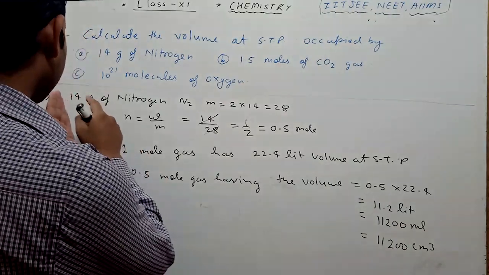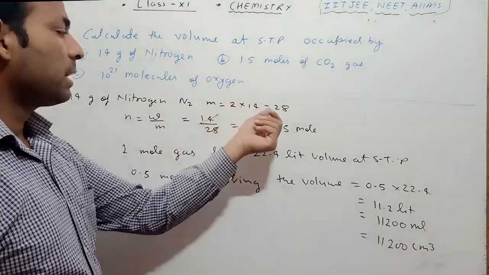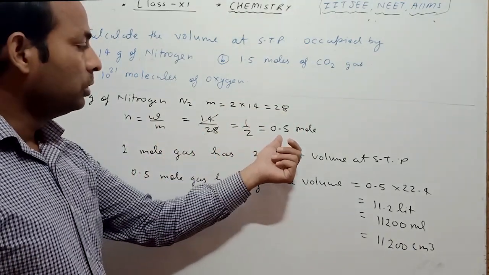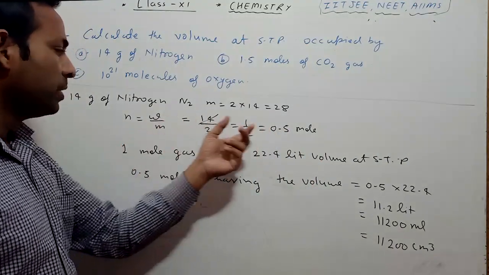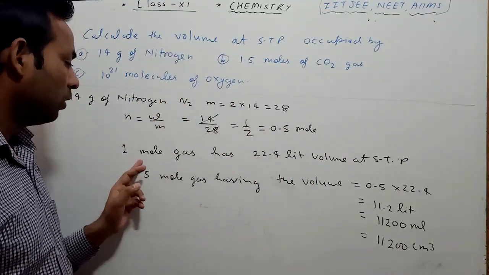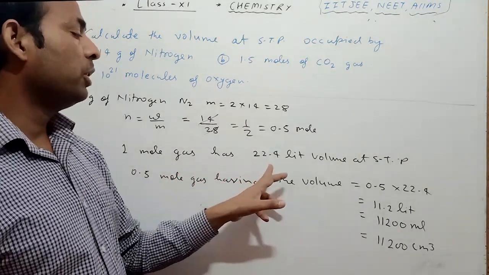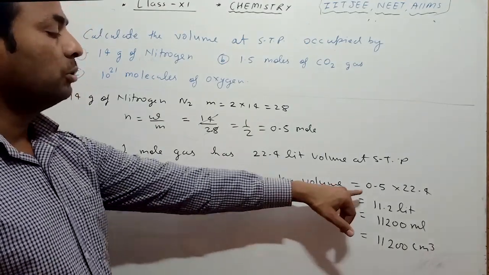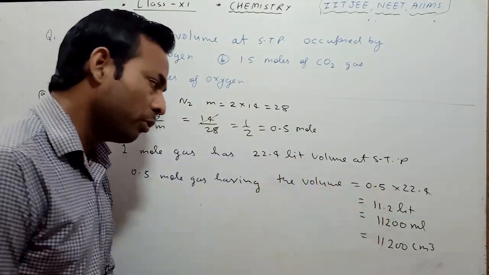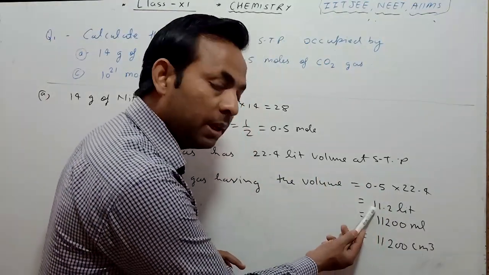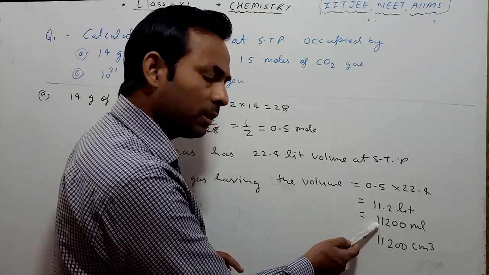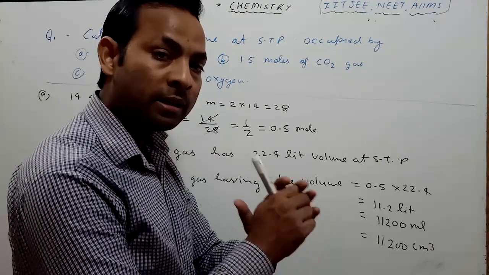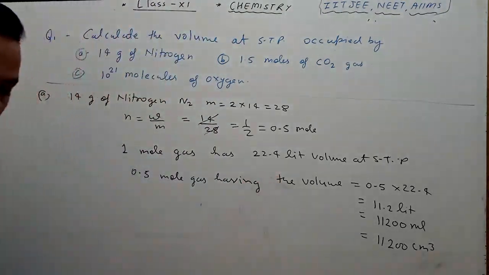So again listen, 14 gram of nitrogen, the molar mass of nitrogen is 28 and mole equals W by M. After calculating, it becomes 0.5 mole, meaning 0.5 mole of nitrogen gas. 1 mole gas has 22.4 liter volume at STP. So 0.5 mole gas has the volume 0.5 multiplied by 22.4. After multiplying, the answer will become 11.2 liter or 11,200 ml or 11,200 centimeter cube at STP. Okay, please take a screenshot.